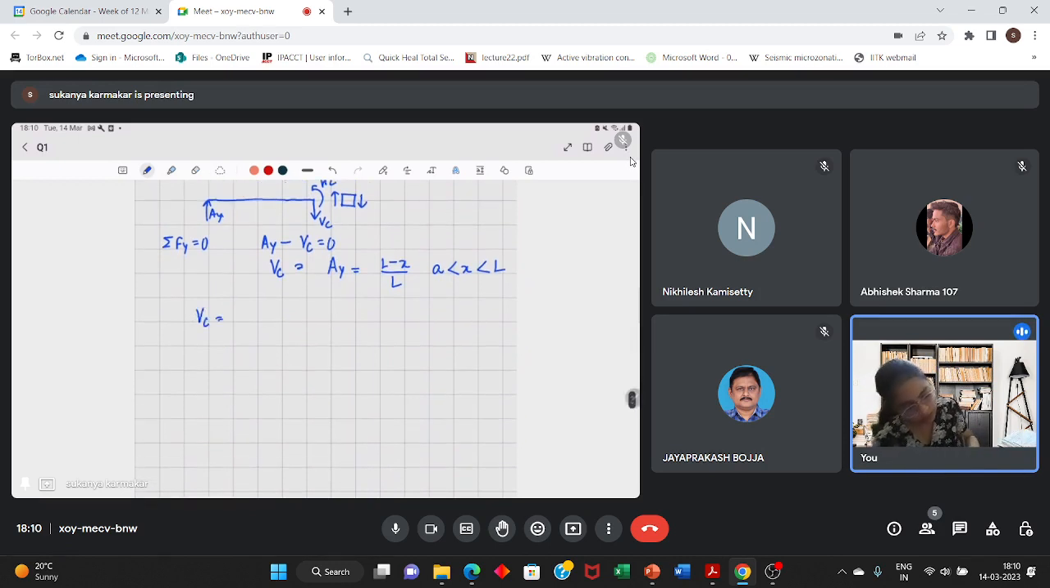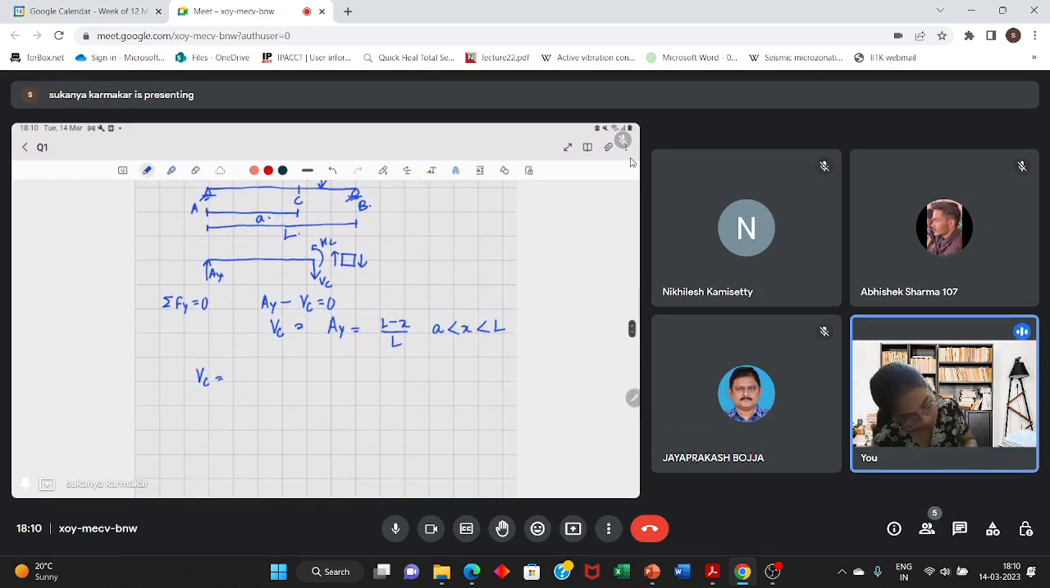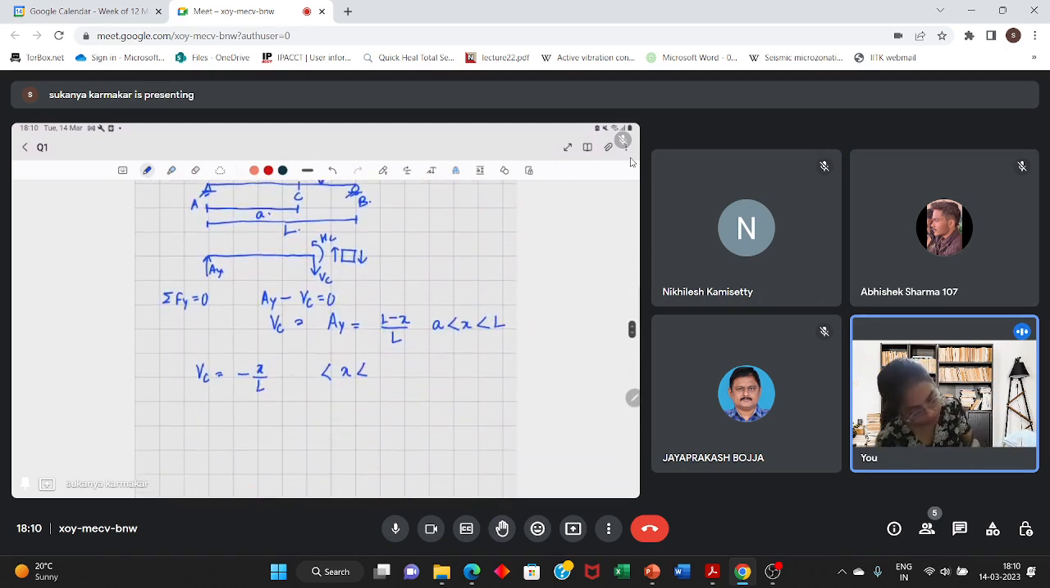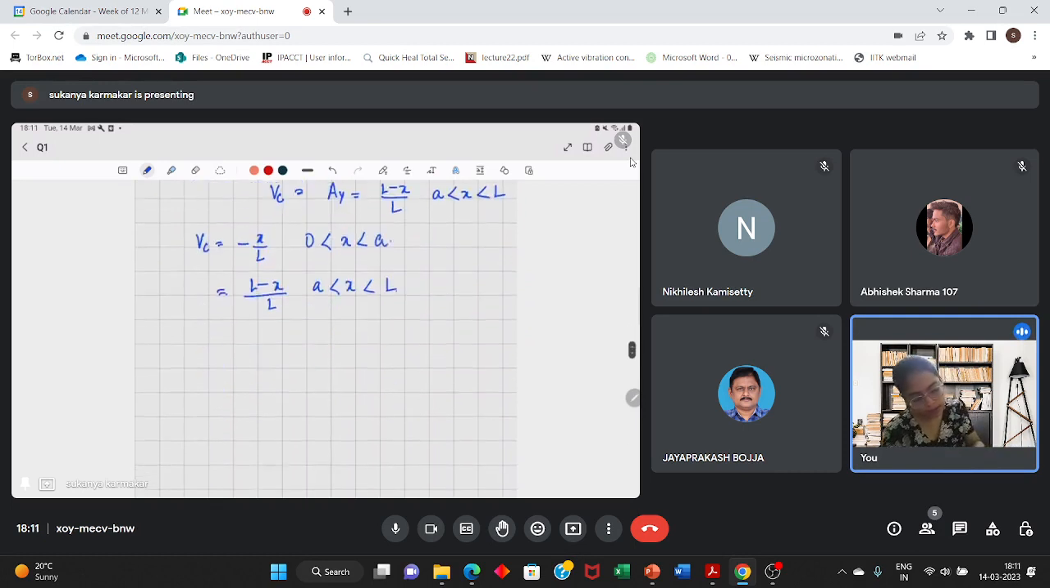So now we have the expressions for VC. VC is equal to minus X by L when X varies from 0 to A, and it is equal to (L minus X) by L when X varies from A to L. So with this, we can draw the diagram.